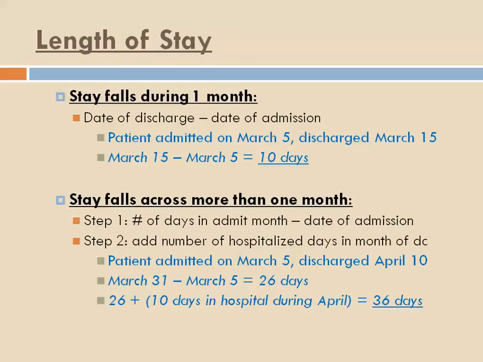So then when we say add the number of hospitalized days in the month of discharge, you want to count all of those days. So that's why I counted April the 1st through April the 10th, which gave me that total of 10 days. So basically I'm saying don't leave the day of discharge off when you're counting the number of hospitalized days in the month of discharge as part of this calculation. Hopefully that makes sense, but if not, just please let me know, send me an email or give me a call, and I'll do my best to explain it better.